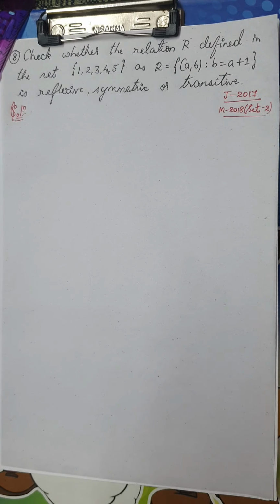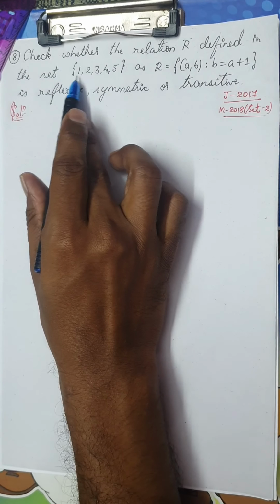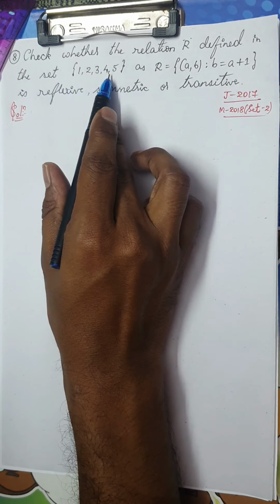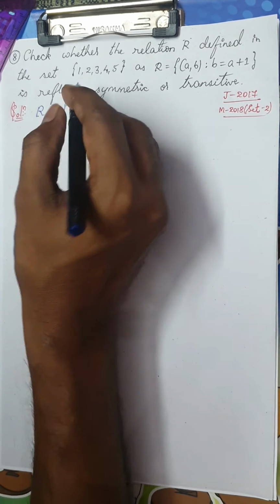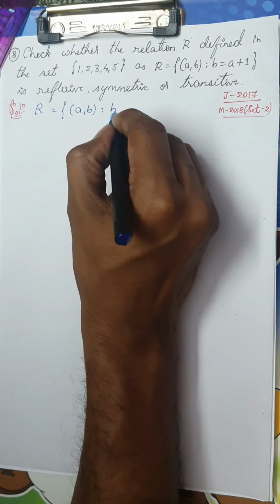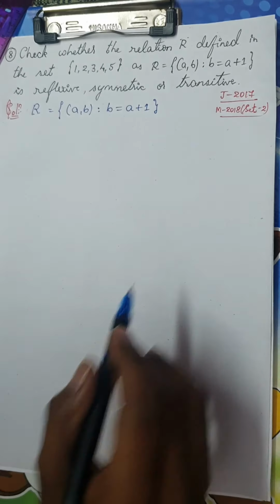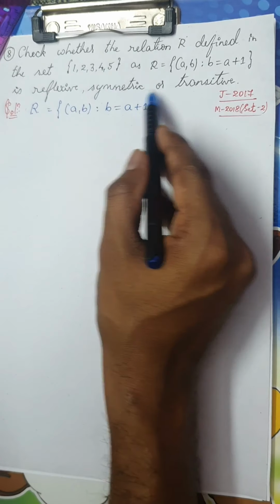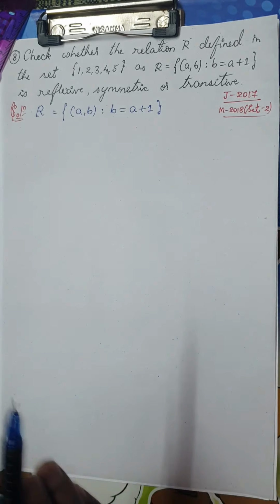Moving on to the next question, dear students. Check whether the relation R defined in the set {1, 2, 3, 4, 5} is reflexive, symmetric or transitive. Which is the set here? 1, 2, 3, 4, 5. And what is the relation? Relation R is equal to {(a, b) such that b is a plus 1}. It is asking you to check, not prove. So please be very careful.